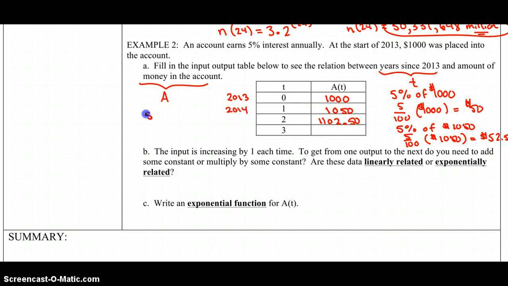Okay, so one more. Now we're going to take 5% of our new balance, $1,102.50. And so again, we're going to take 5 divided by 100 times $1,102.50. And we're going to get $55 and 125 thousandths here. So if we add that to what's already in our account, we get 1157.625.